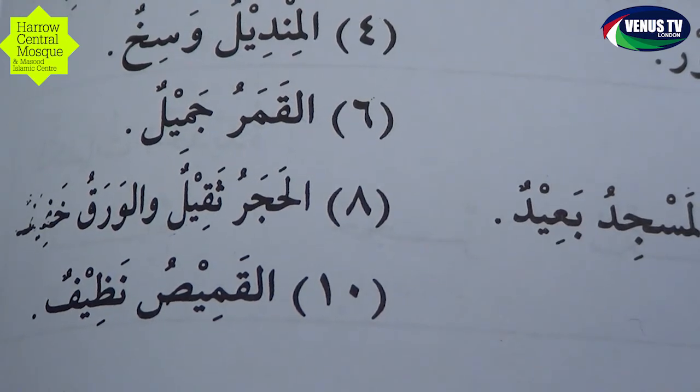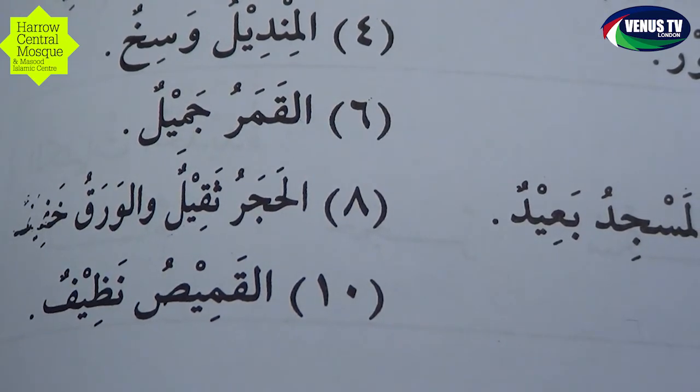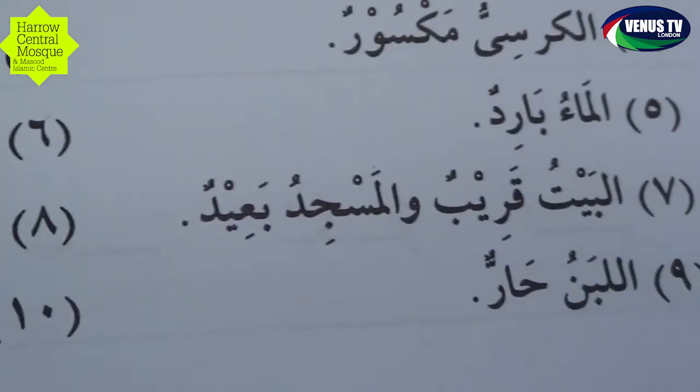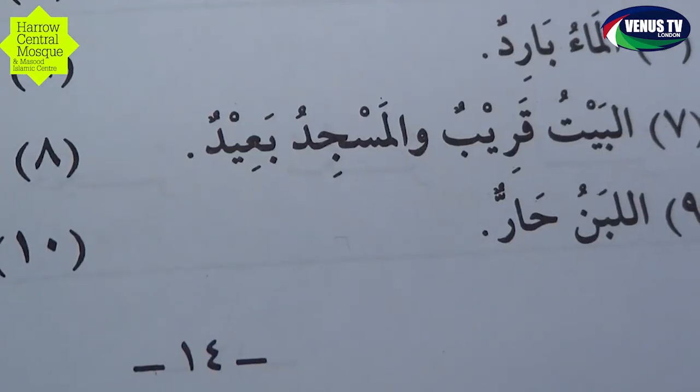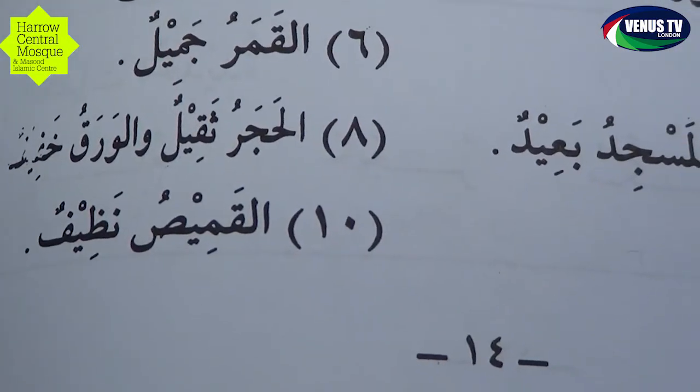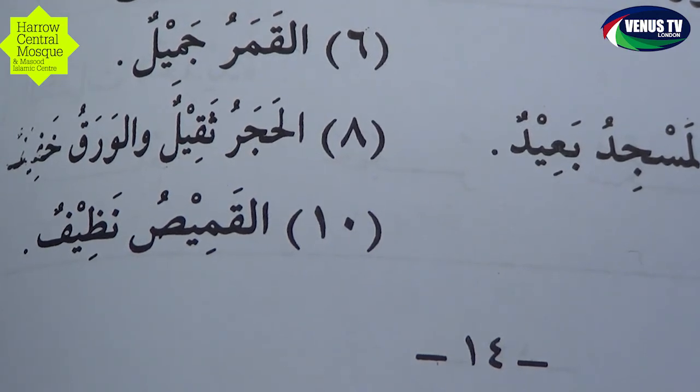Al-Labanu har. Har means hot. The milk is hot. Al-Labanu is Mubtada. Har means hot. Good, excellent. Next. Al-Qamisu nazifun. The shirt is beautiful. No, Nazif means clean. Jamil means beautiful. Nazif means clean. So, Mubtada and Khabar?